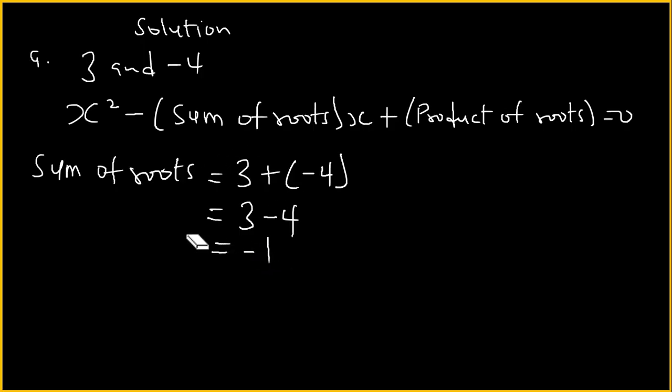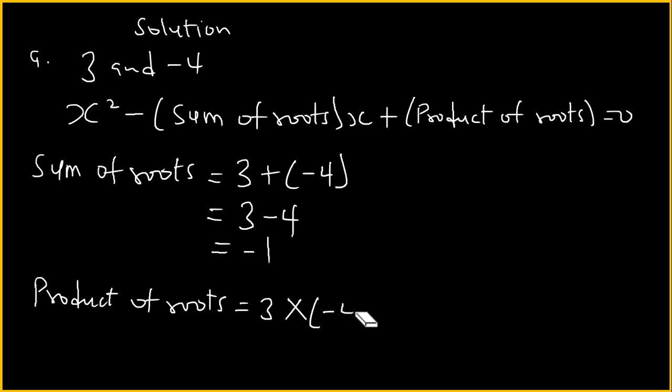Now let's move on to the product. Product of roots is equal to the same root 3 multiplying negative 4. So that would be 3 multiplying negative 4, that would be negative 12. So with our sum we have negative 1 and our product we have negative 12.